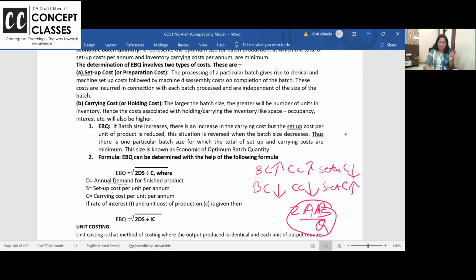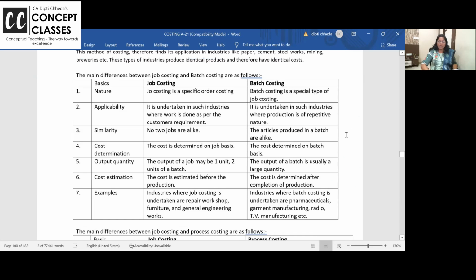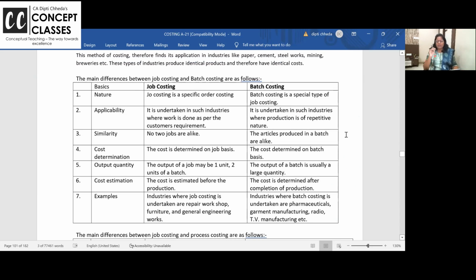Here S is setup cost per unit per annum. If it is given per month, you have to make it for 12 months. Okay? So setup cost per unit per annum, and then you have carrying cost per unit per annum. So EBQ is under root 2DS by IC. Sometimes instead of giving the per unit per annum carrying cost, they give you interest cost in percentage, so you can take it on cost. Okay, right? So this is how, and these distinguishing questions are asked now in the regular classes.